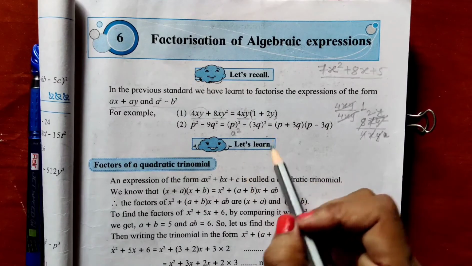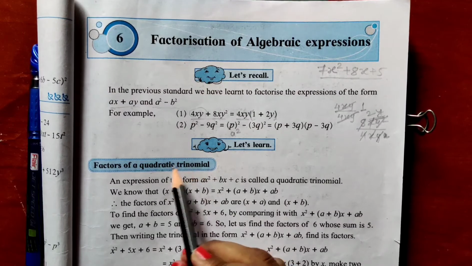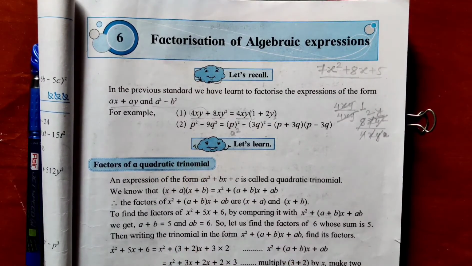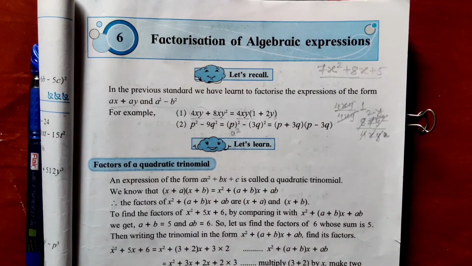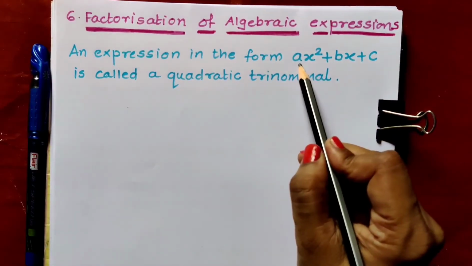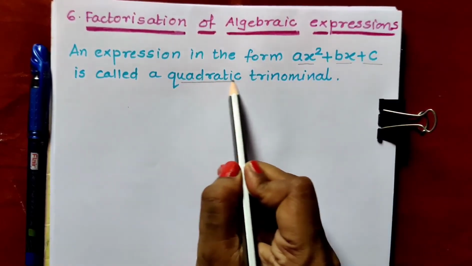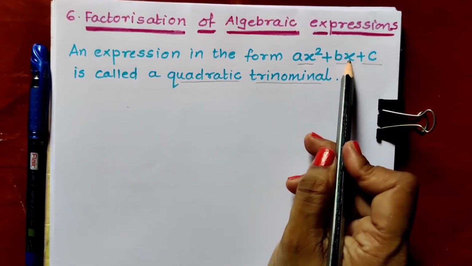This year we are going to learn about quadratic trinomial, how we are going to factorize a quadratic trinomial. So let us get to know what we mean by quadratic trinomial. An expression of the form ax square plus bx plus c is called a quadratic trinomial. When we get the expression in this form, ax square plus bx plus c, it is known as a quadratic trinomial. So x can be any variable.